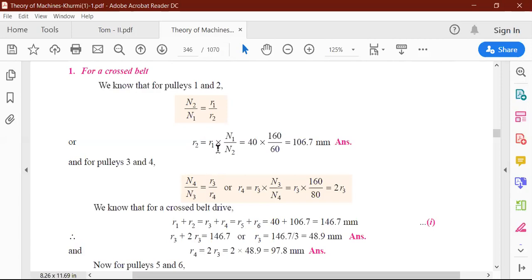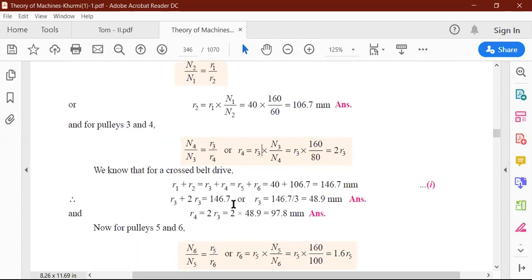Here R1 is known, that's why we can calculate R2. Okay, now this is a very important concept, your numerical is based on this concept only.